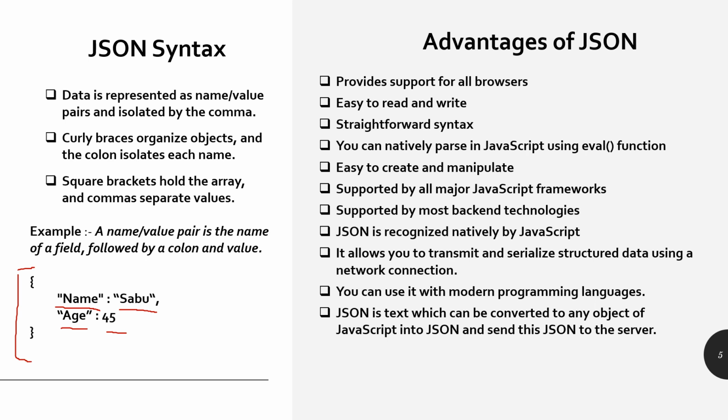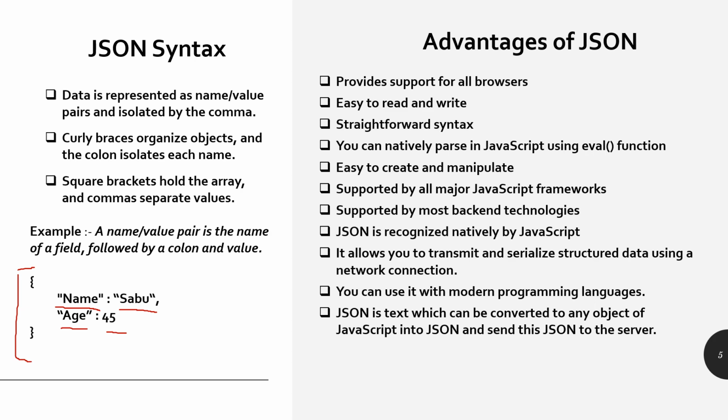So here already, JSON is text which can be converted into a JavaScript object. So we can send JavaScript object notation to the server, and the reverse is also possible. So these are the advantages of using JSON.